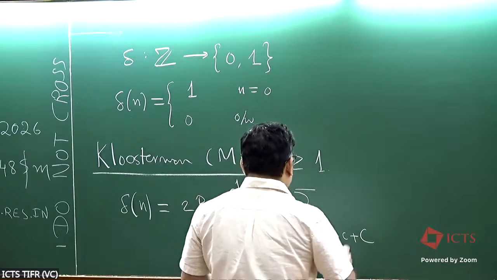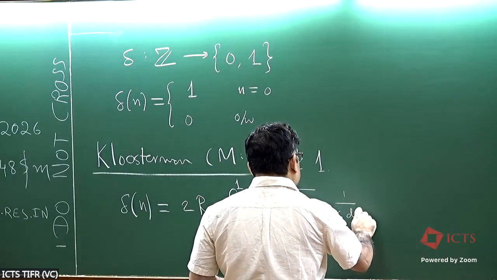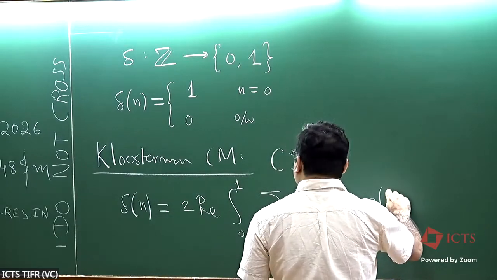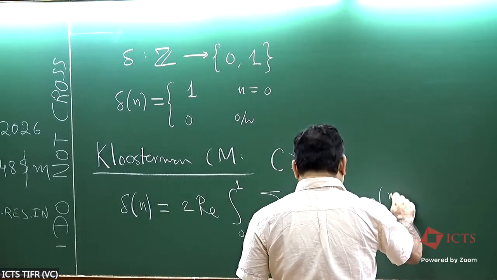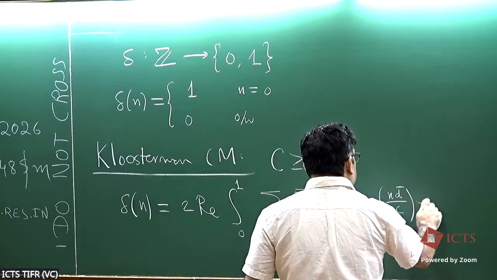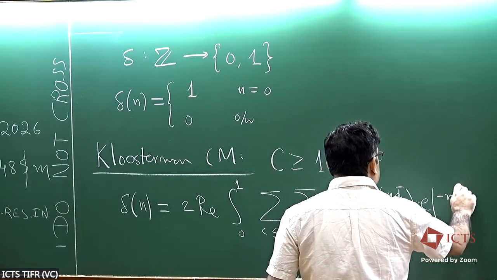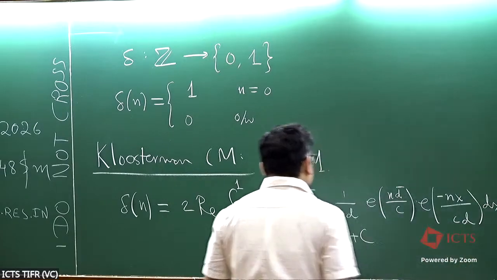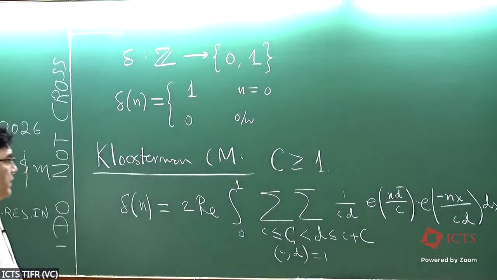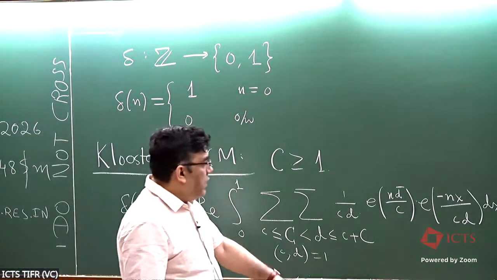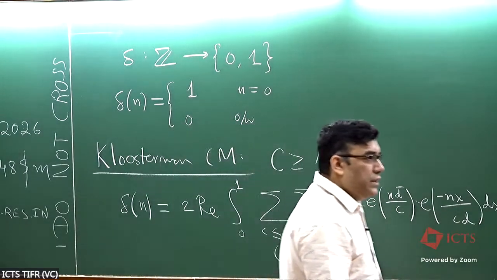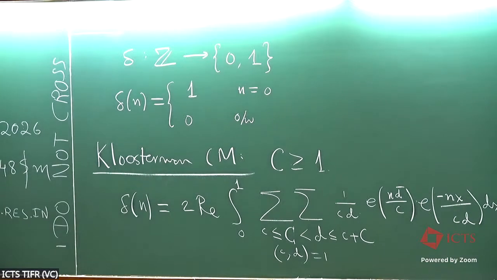And then you have 1 over cd and e of (n d-bar over c minus n x over c d), integral over dx. If you evaluate the right-hand side and n equals 0, you can show that this is 1. And if n is not equal to 0, it is just 0.